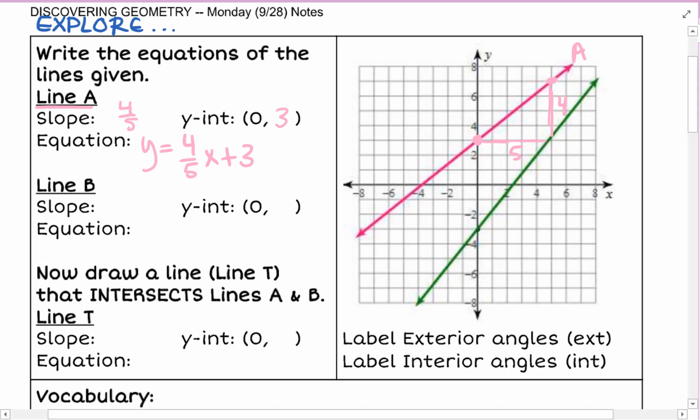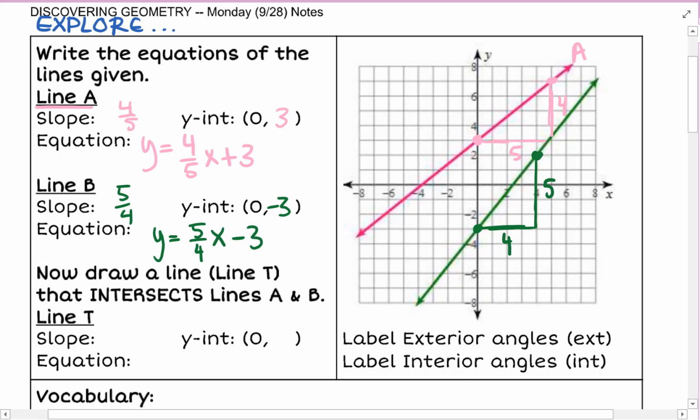Line B has a y-intercept of -3. And another point here. Our slope for this one is 5 over 4. This line is also increasing as we look at it from left to right, so it's positive 5 over 4. Our equation is y equals 5 over 4x minus 3.